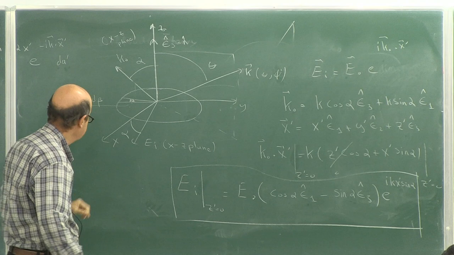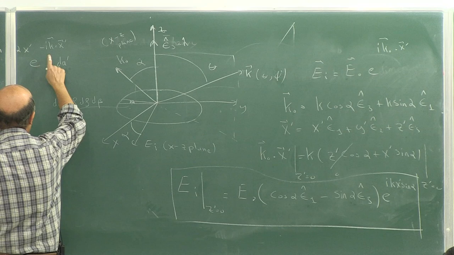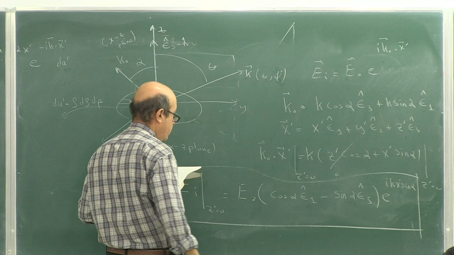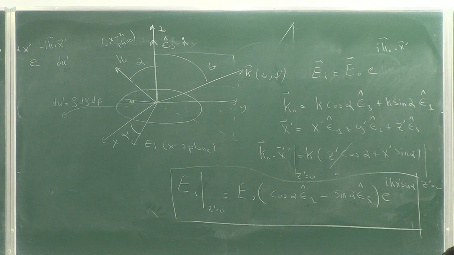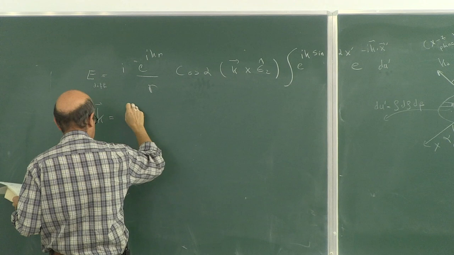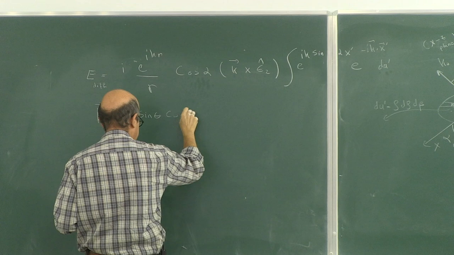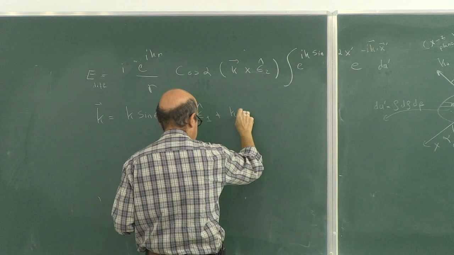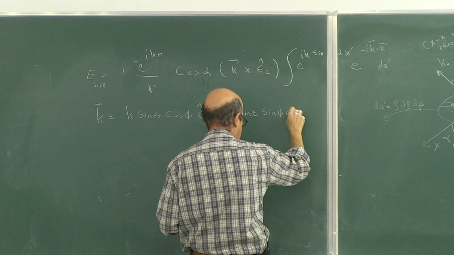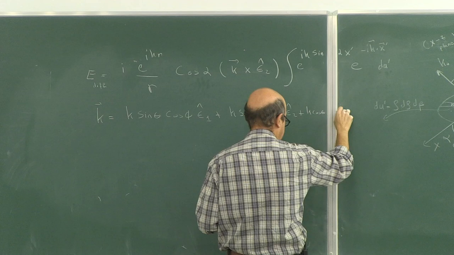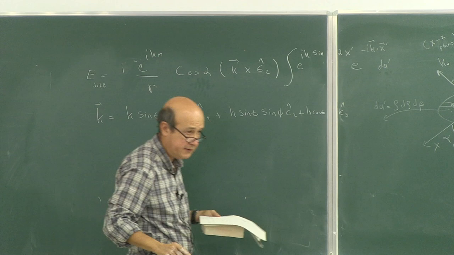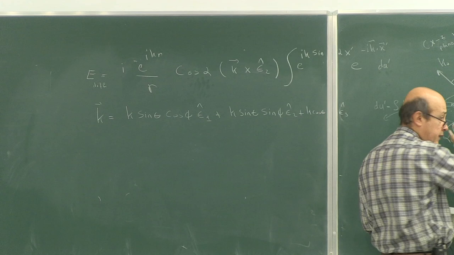What I needed more? k dot x prime. So what is k, three-dimensional? The wave number is k sine theta cosine phi epsilon 1, k sine theta sine phi epsilon 2, k cosine theta epsilon 3. This is the three-dimensional k after diffraction. Depending on theta, too many things there. We have theta, phi, rho, beta, but I will simplify.